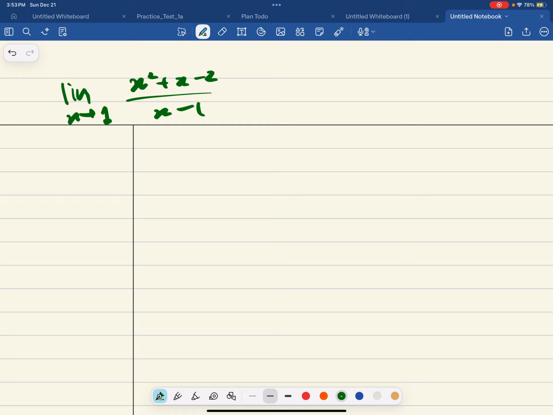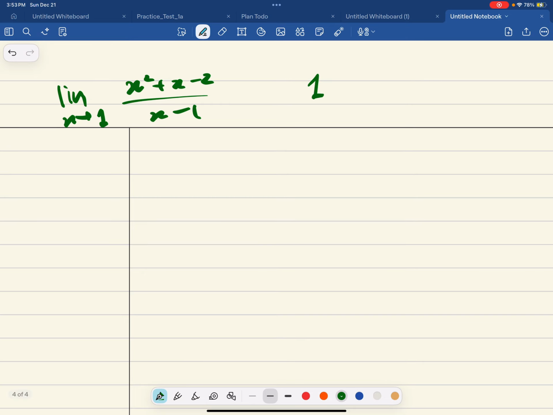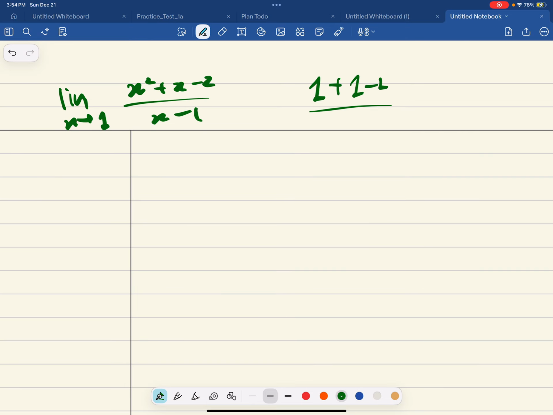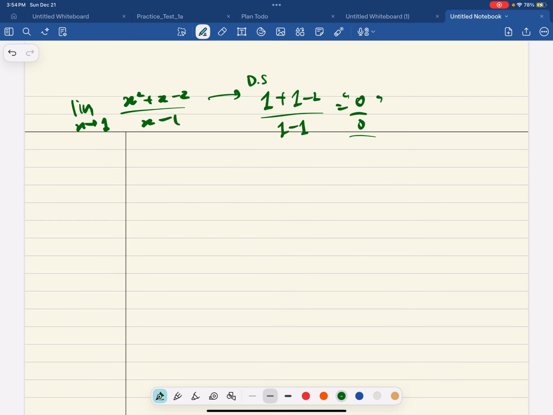However, the first thing you should do all the time is to first plug it in. Just plug in normally. By plugging in, we have 1 plus 1 minus 2 over 1 minus 1, and that's going to give automatically 0 and 0. And you should always write, like, a side note here, DS, direct substitution, and that gives a type 0 over 0. There's a few types it could end up being by normally plugging things in.